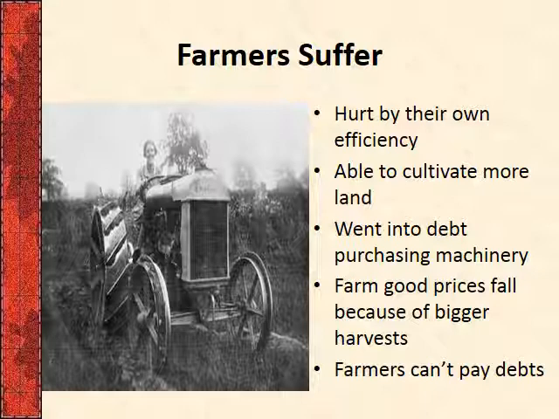Because of the fall of prices, because of the bigger harvests, farmers are unable to pay their loan payments. And so you start to see a lot of foreclosures and a lot of farmers that can't even pay the taxes on their farms. And so you see a huge uptick actually in tenant farming.